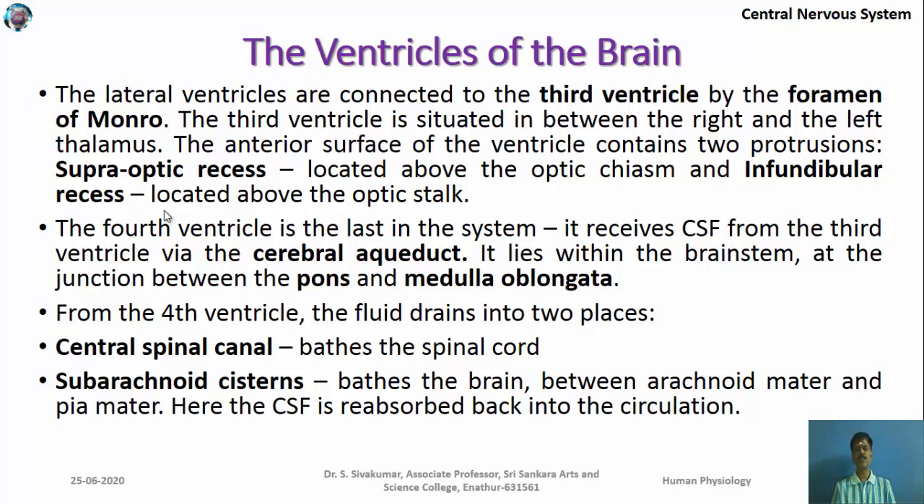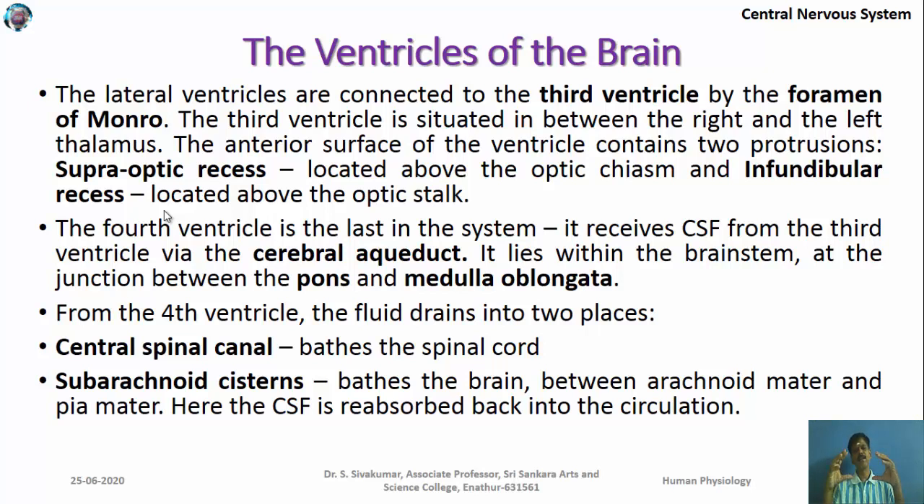Here the cerebrospinal fluid is reabsorbed back into circulation. That is, it will circulate from one place to another. They are interconnected, which is why they are called cavities. Ventricles are cavities of the brain. Through these cavities, the cerebrospinal fluid maintains the shape of the brain. Shape means it has to be present in a particular position, balancing.